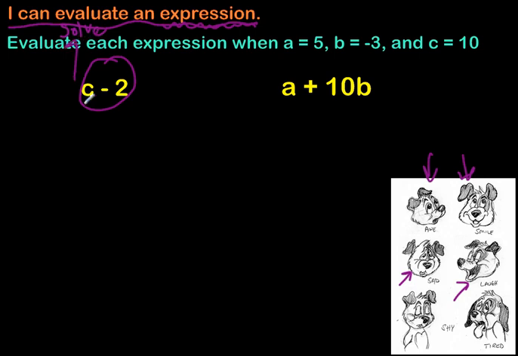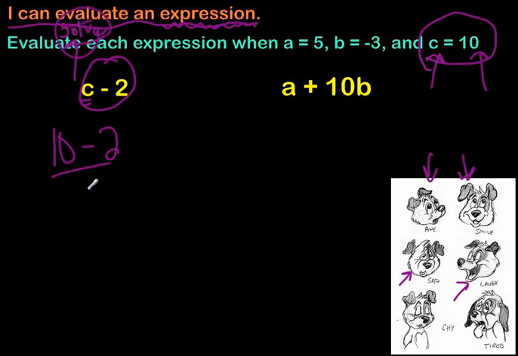So my first step is to take a look at the variable. In this case, I have the variable c. And I look up above and it tells me, hey, here's the rule. All the c's get to be 10. So in place of the c, I'm going to fill in 10 minus 2. And now I just evaluated or solved it. Easy schmeezy. I know how to do 10 minus 2. 10 minus 2 is 8. And now I've just done this really fancy math thing of evaluating an expression.